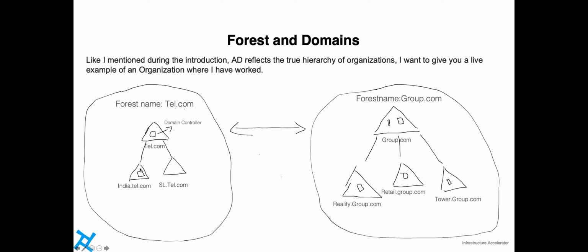So all the users were created in this domain, and all the computers were put in this domain for India business. All the users and all the computers were put in this domain for Sri Lanka business. And all the people who were responsible for the overall hierarchy and management of business were here in this parent domain. So this is how their actual organization was, and this is how their Active Directory structure was.